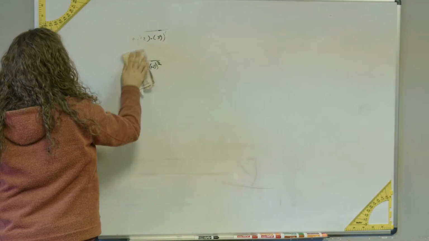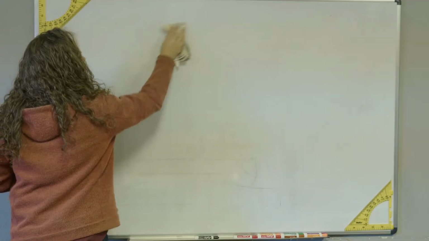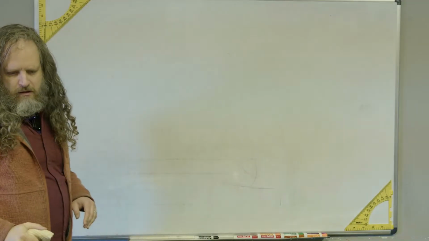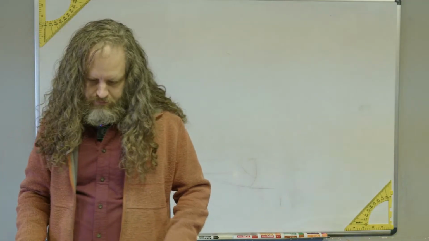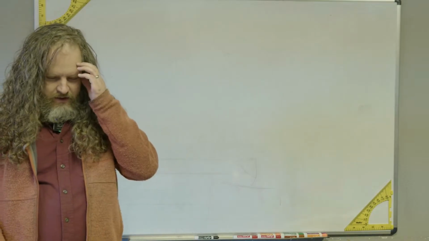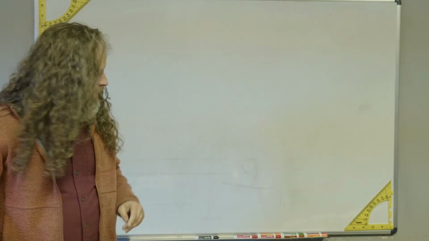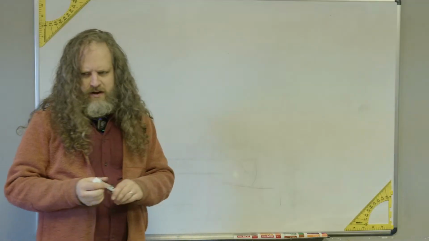20. Okay. Given it's a rectangle, we got to start proving triangles are congruent. Sounds fine.